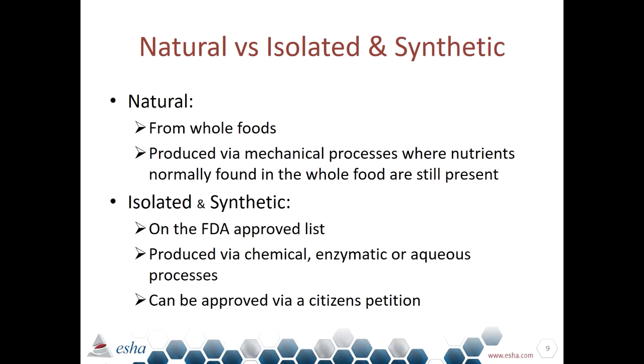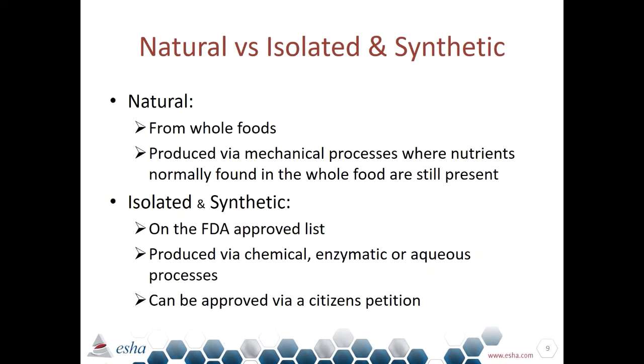So let's break down a bit deeper to understand the differences between the natural and isolated synthetic groups of fibers. The whole foods that fall into the natural category are in essence unaffected by the new rule. These types of whole foods that have the fiber intact and intrinsic are essentially unaffected by the new rule. They maintain their dietary fiber ruling because they are intrinsically beneficial to our bodies. This also includes foods that have gone through a mechanical process such as milling, in which the nutrients found in the food in its whole state, such as vitamins and minerals, are retained during the process.